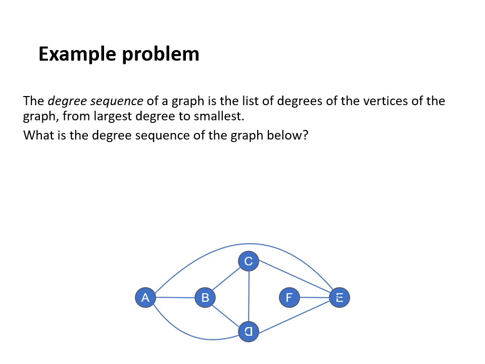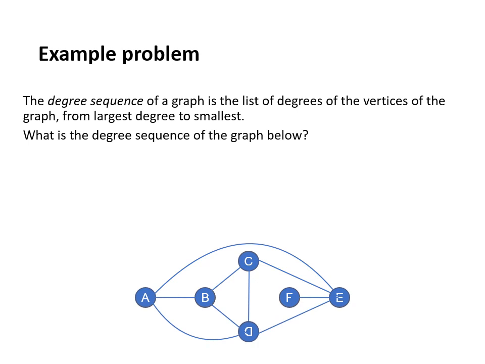Okay, so the degree sequence of a graph is the list of degrees of the vertices of the graph from largest degree to smallest. So what is the degree sequence of the graph below? Let's see the node that has the largest degree. So A is 3, B is 3, and just a quick reminder, the degree of a vertex is the number of outgoing edges.